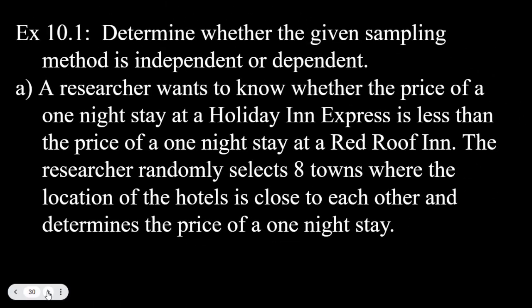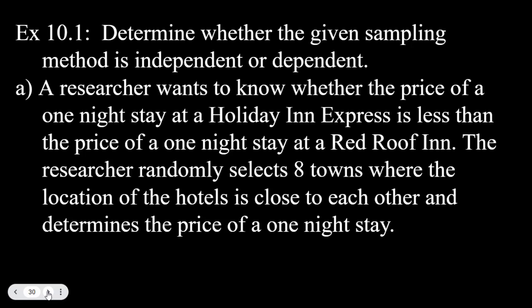Example 10.1, determine whether the given sampling method is independent or dependent. So for the first one here, a researcher wants to know whether the price of a one-night stay at a Holiday Inn Express is less than the price of a one-night stay at a Red Roof Inn. The researcher randomly selects 8 towns where the location of the hotels is close to each other and determines the price of a one-night stay. So the question is, is this an independent or a dependent scenario?